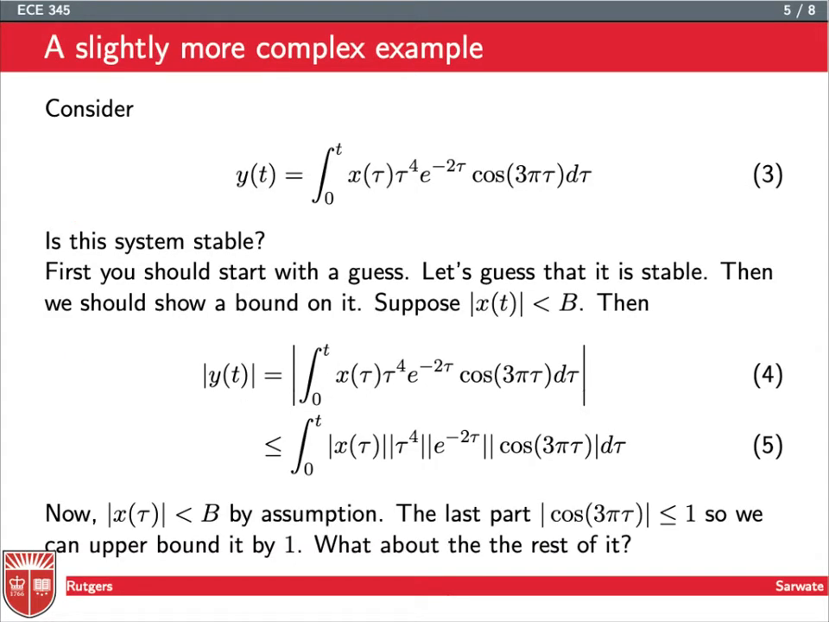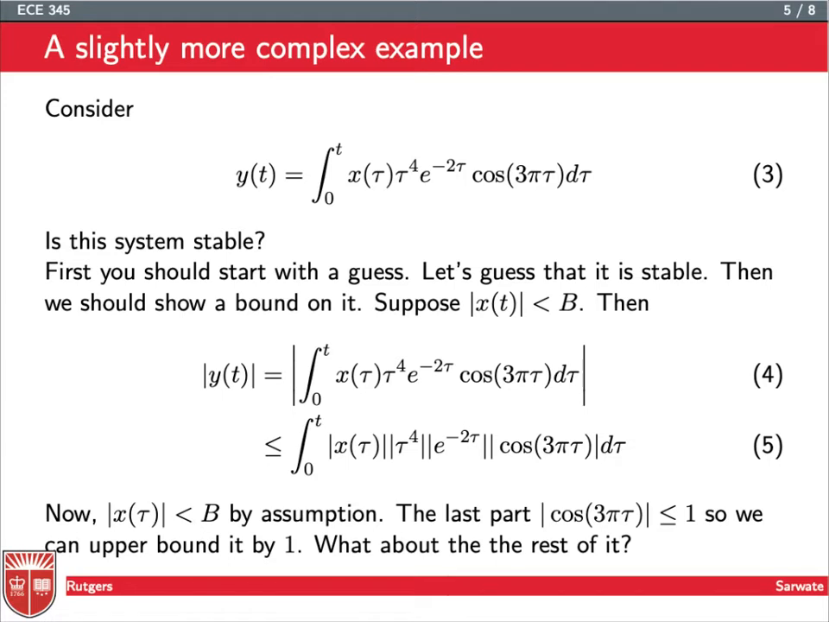What about a more complicated example? Suppose we have y of t is the integral from 0 to t of x of tau times tau to the fourth, e to the minus 2 tau, cosine 3 pi tau d tau. So that's very complicated. What kind of weird system is this? When you want to answer whether the system is stable, you have to really start with a guess. So let's guess that it's stable, and then we can walk through the logic of how to show that it's stable once we guess that it's stable.